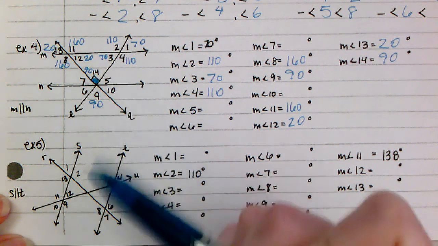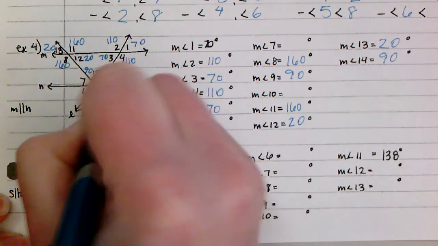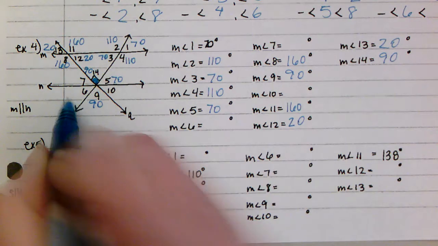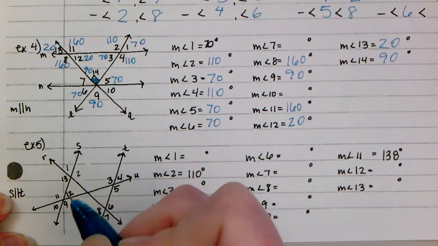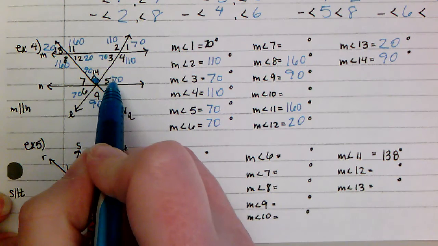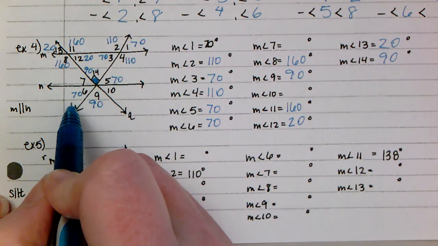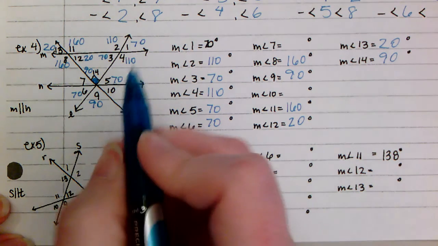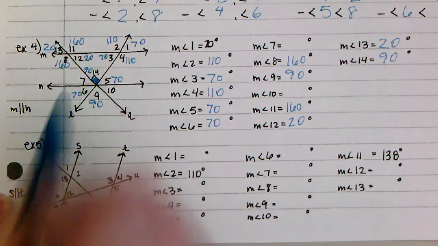So 3 and 5 are alternate interiors. So 5 is 70 degrees. If I know 5 is 70, I know 6 is 70 because they're vertical. And then the other part of my z comes in over here. But when I look at that, the part that is 70 is going to be right here.